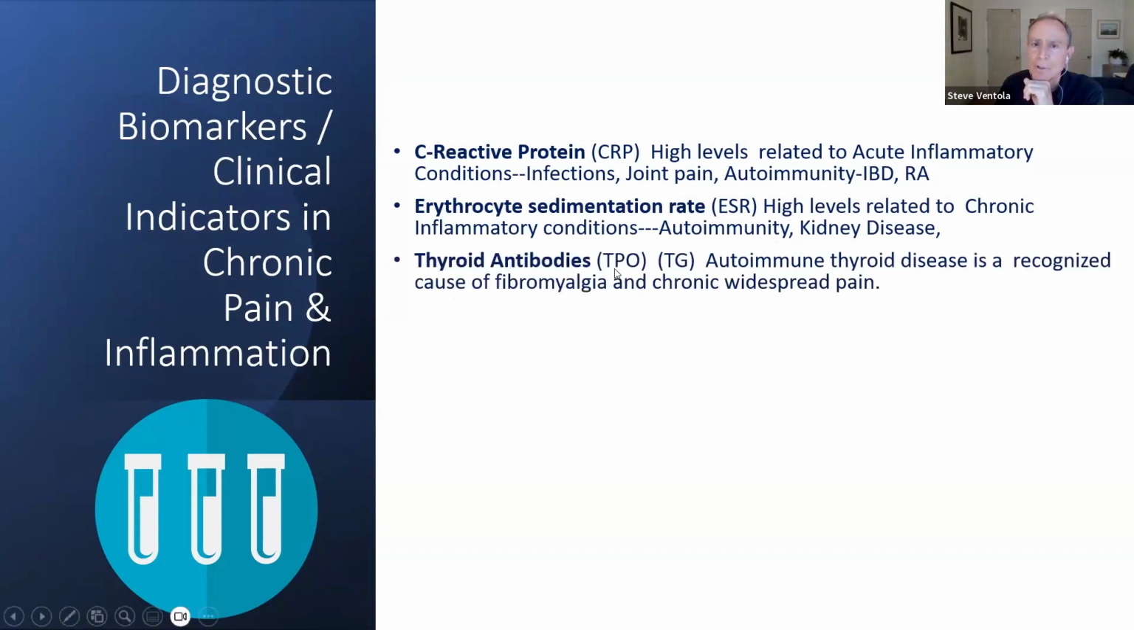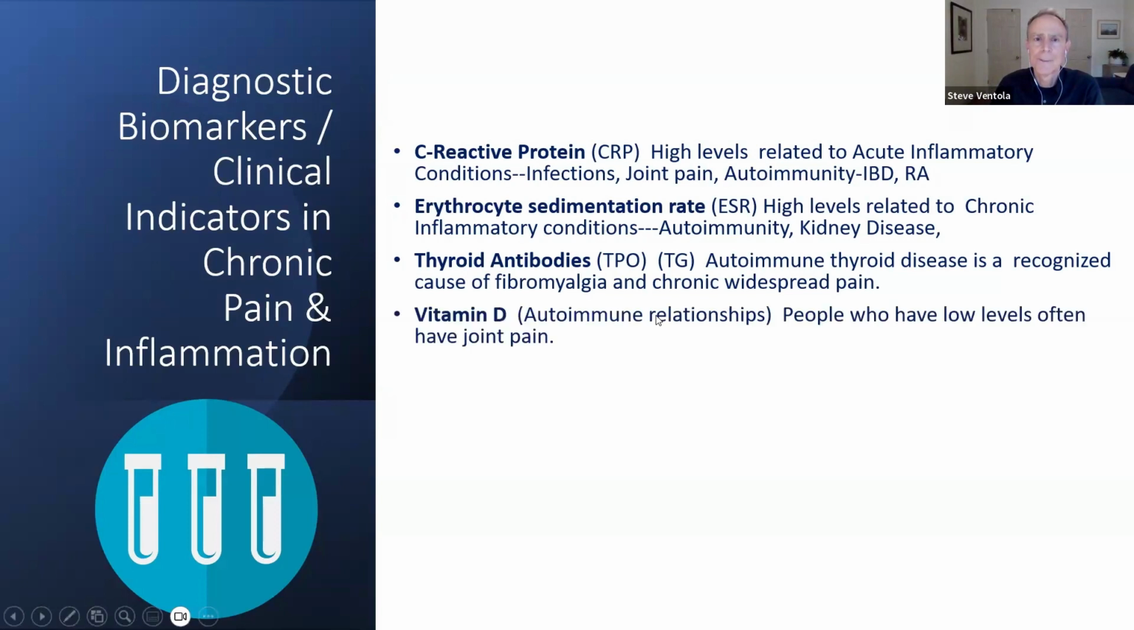Thyroid antibodies, something called TPO, thyroid peroxidase antibodies, or thyroglobulin. These are autoimmune thyroid disease. Autoimmune thyroid disease is a recognized cause of, say, fibromyalgia and chronic widespread pain. So a lot of times doctors may check your TSH for your thyroid, but if you are in pain, you want to ask for a thyroid antibody test, which can tell if your body basically is attacking itself, which can cause pain. Again, if you have some questions, hold your questions and we'll field them afterwards.